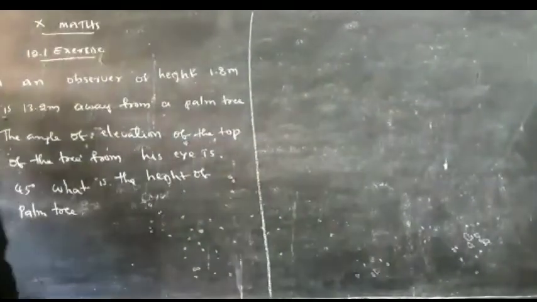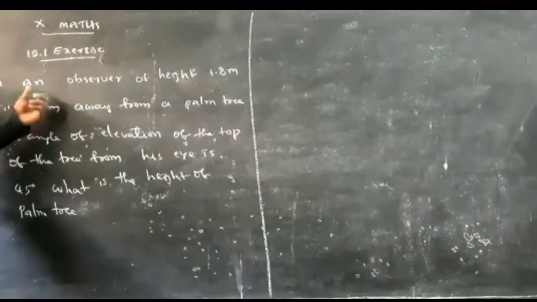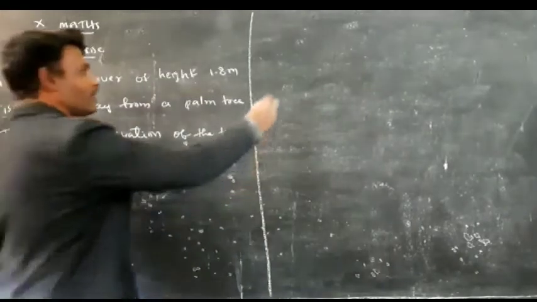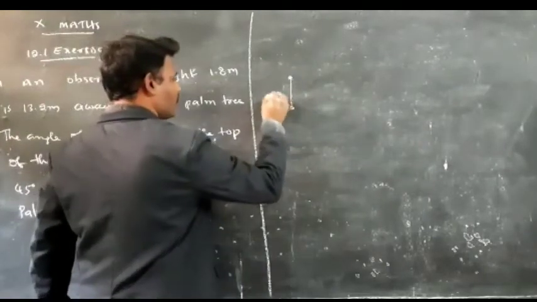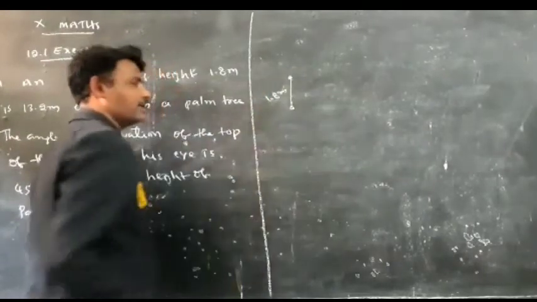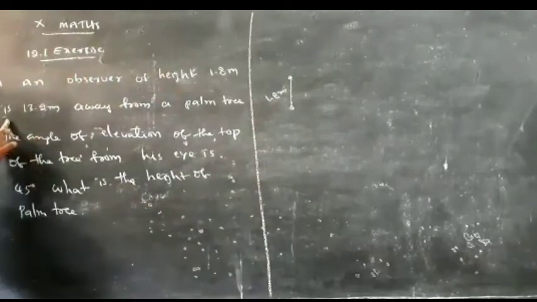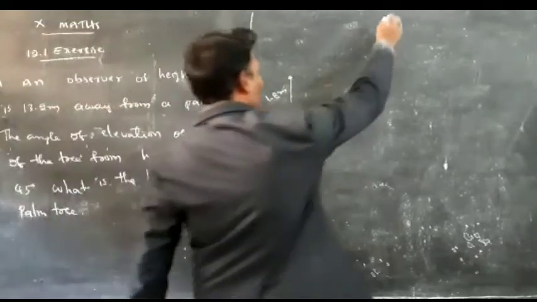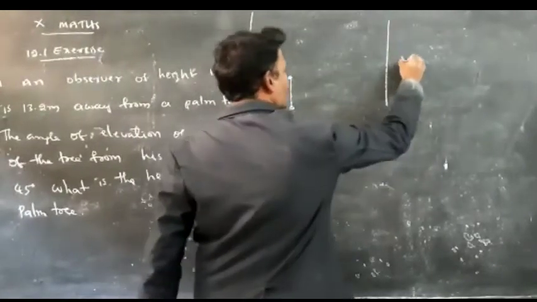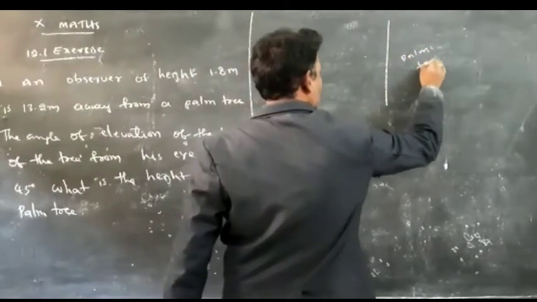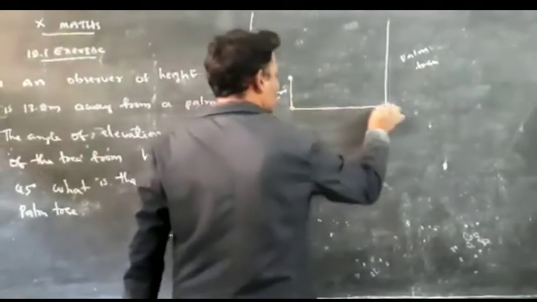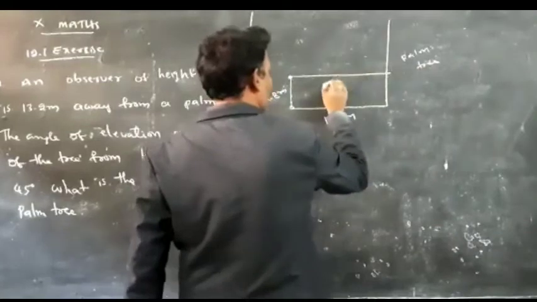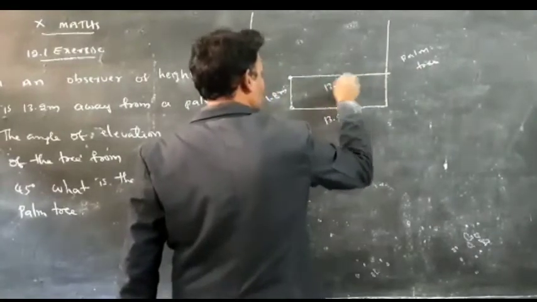So here is the 9th question from the chapter. An observer of height 1.8 meters. Here one observer is there. The height of that observer is 1.8 meters. He is 13.2 meters away from a palm tree. Here one palm tree is there. This observer is 13.2 meters away from that palm tree, 13.2 meters.